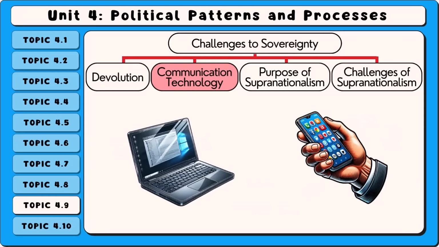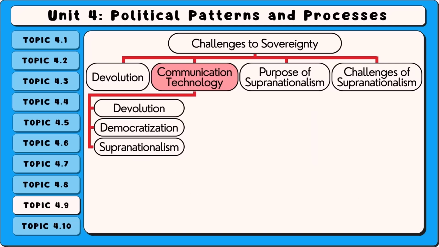The second major challenge to sovereignty comes from communication technology, which spreads ideas quickly and gives people new tools to challenge or resist central authority. In this section, we will look at 3 ways communication technology challenges state sovereignty. These are by promoting devolution, by supporting democratization, and by strengthening supranationalism.